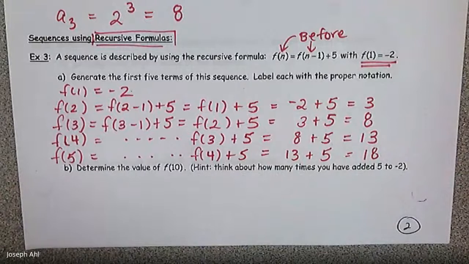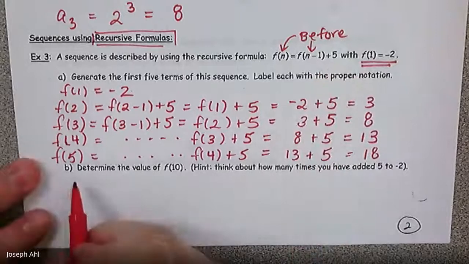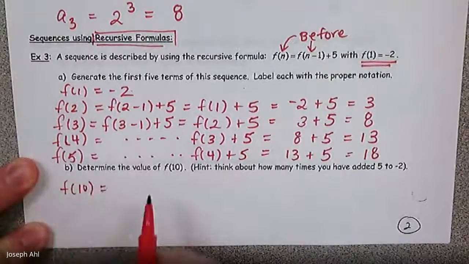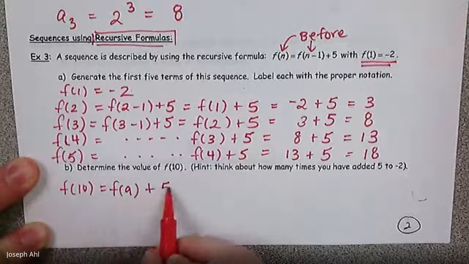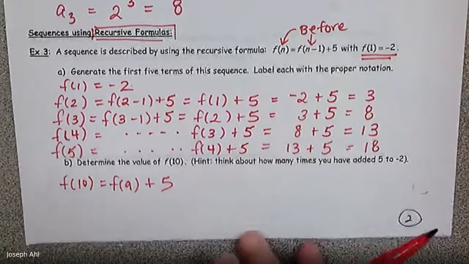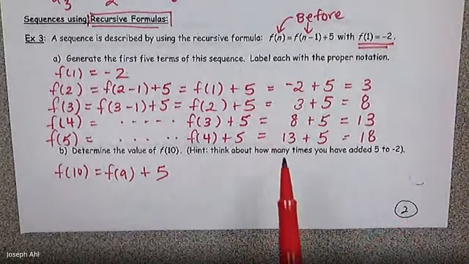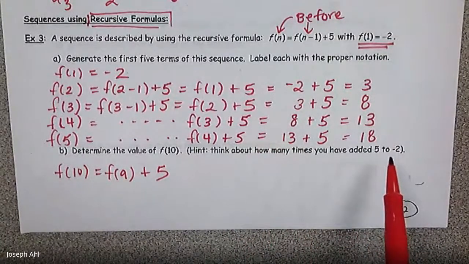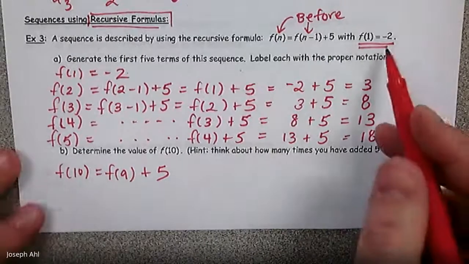Okay. So then it says, well, use this to determine the value of f of 10 and think about how many times you've added 5 to -2 is my hint there. So to find f of 10, if I was going to do this recursively, what would I have to know? To find f of 10, I would have to know f of 9 and then add 5. But I stopped at f of 5. So I guess I could keep going there and eventually get to f of 9. But there has to be a more efficient way to do this, and it is thinking about this hint. How many times have I added 5 to the value -2? -2 is our starting place.